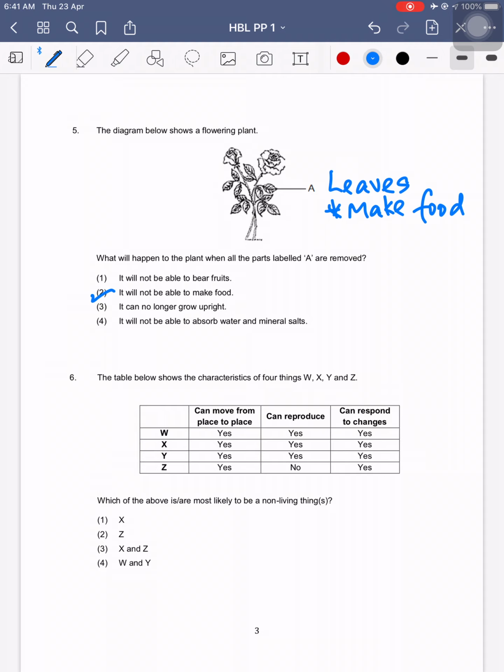Now number 3, it will no longer grow upright. Not true. Number 4, it will not be able to absorb water and mineral salt. It's also not true. For the first one, I think it's related to flowers. Flowers will turn into fruits, so if you remove flowers, then it will not be able to bear fruits. Number 3, it will not be able to grow upright. I think it's related to the stem. The stem is supporting the plant and allows the plant to grow upright. Number 4, it will not be able to absorb water and mineral salt. I think this is related to the roots. So the answer will be number 2.